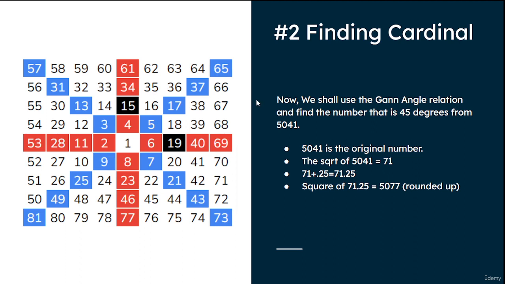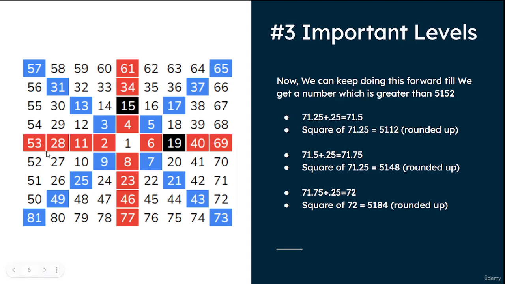As simple as that. So all the red numbers and blue numbers are pivot points. Now we have to find all the other pivot points or important levels, right? Let's keep adding 45 at 0.25 and let's do squaring up. So that's how we are getting the numbers 5112, 5148, 5184. So in that size, we are getting all the important levels.